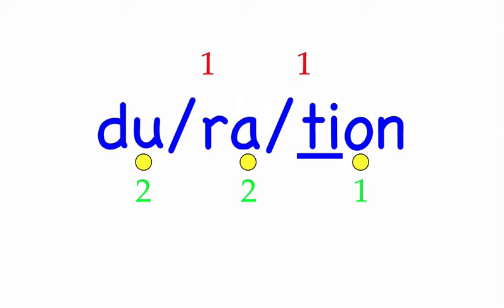Notion. Notion. She had a notion that the couple would appear. No-shon. No has 2 sounds. N, O. Shon, 3 sounds. Sh, ah, n. No-shon. Step 1, we look for teams, letters representing their second sounds, or a silent E.